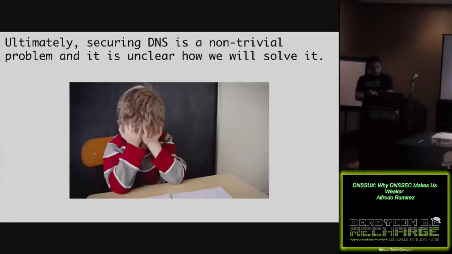So, yeah, what I'm really getting at here is that ultimately securing DNS is a non-trivial problem. It's not entirely clear how we're going to solve it. The most important thing to consider, I think, is that we as security professionals need to be involved in those conversations so that we can guide some of these specifications to fulfill the real operational needs of what DNS needs to do, versus just what some people think it should do, right?